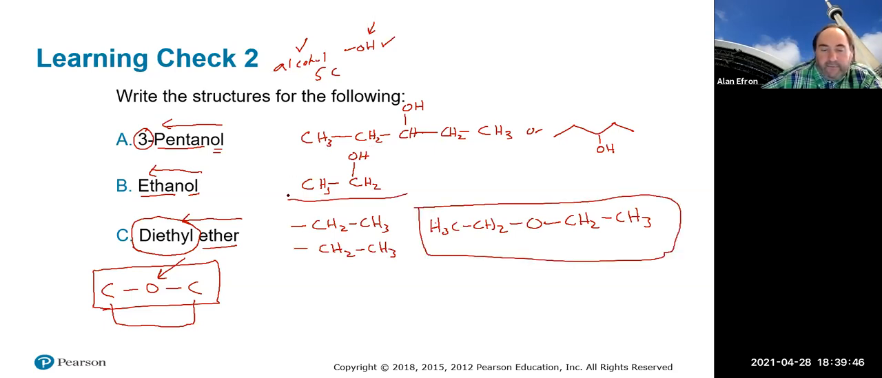So again, it's important to make sure you understand the functional groups. You do need to know the functional groups, but it can also help you visualize what the structure should look like by knowing what those functional groups look like. Any questions on any of those 3 there?